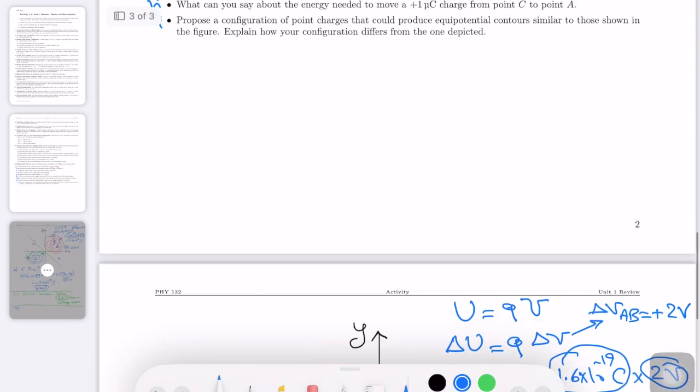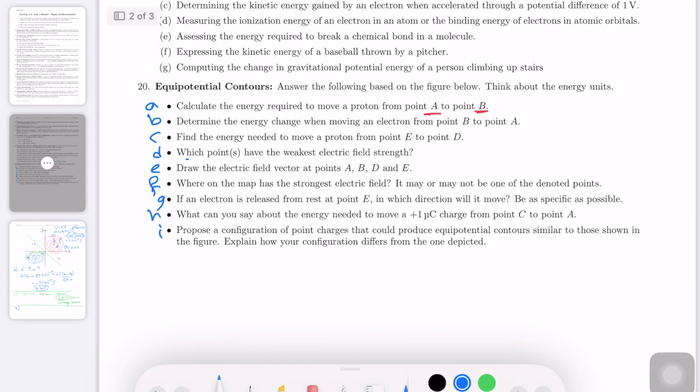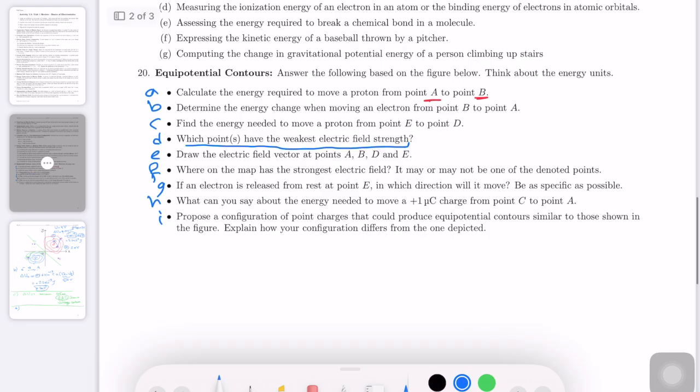All right. Let's answer the next one. Which point or points have the weakest electric field strength?